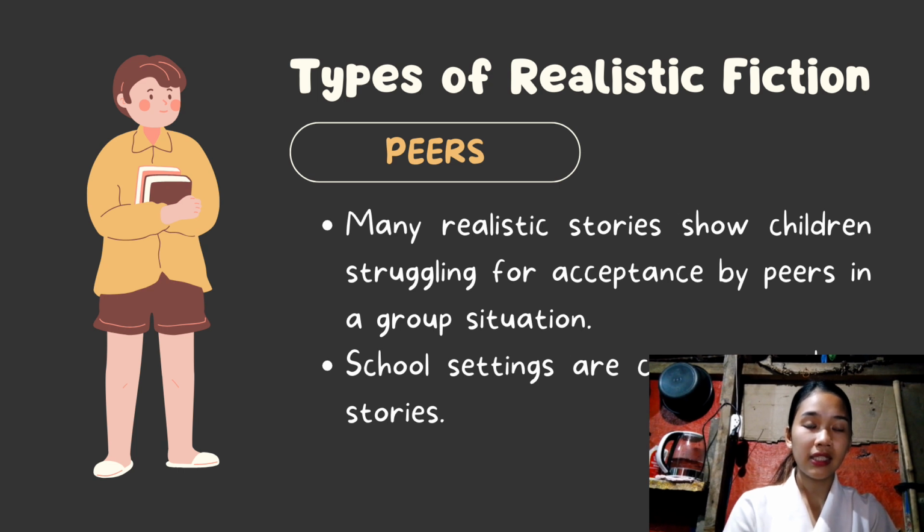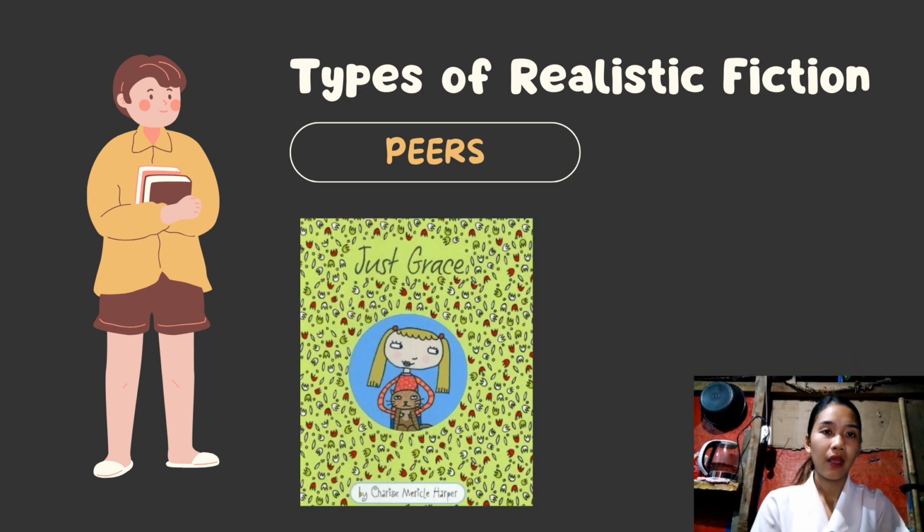So, the setting, the plot where the stories will be held. School settings: these stories frequently use school environments to explore social challenges, friendships, and identity formations in relatable and everyday contexts. An example of peers portrayed in realistic fiction is Just Grace.